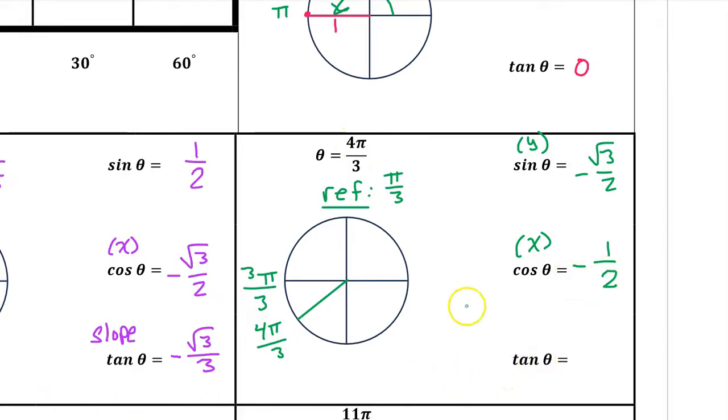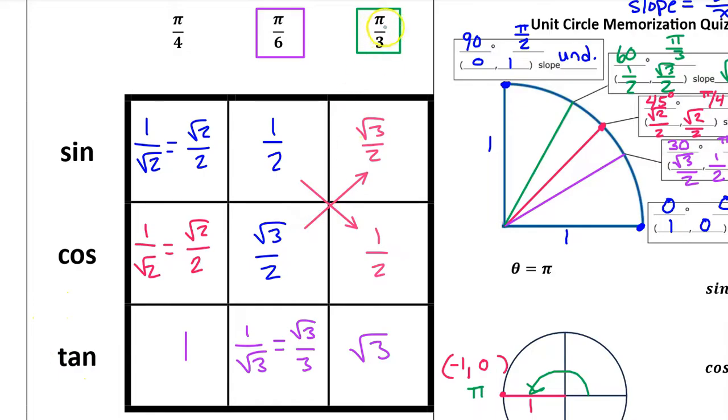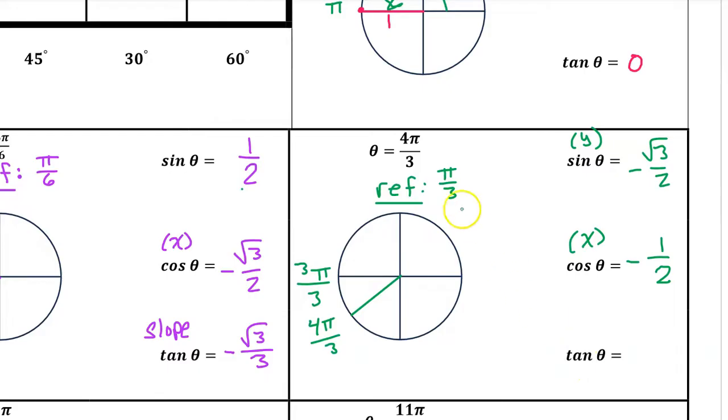To evaluate the tangent of 4 pi over 3, I begin with the tangent of pi over 3. The tangent of pi over 3 is radical 3. Therefore, the tangent of 4 pi over 3 will also involve radical 3. It might be negative. In the third quadrant, tangent is positive because tangent is the slope, and the slope of this segment is positive. So the tangent of 4 pi over 3 is positive radical 3.